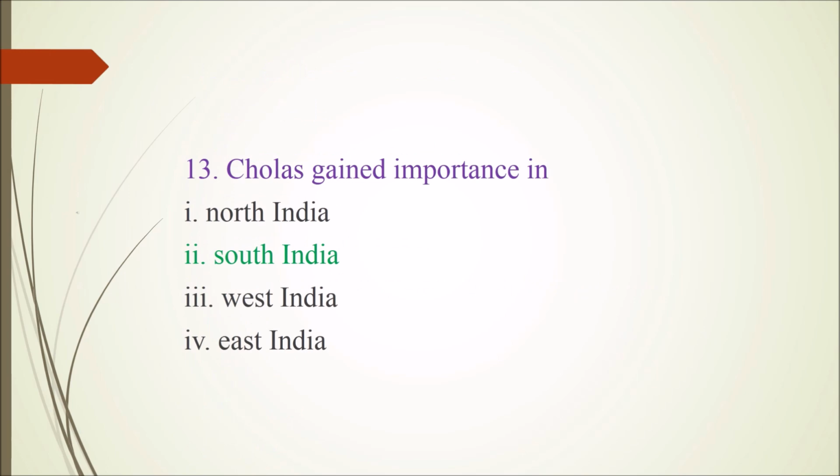Cholas gained importance in option number 1 North India, option number 2 South India, option number 3 West India, option number 4 East India. So the answer is option number 2 South India.